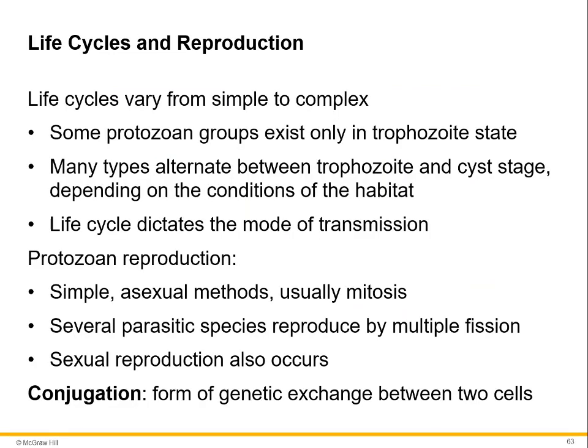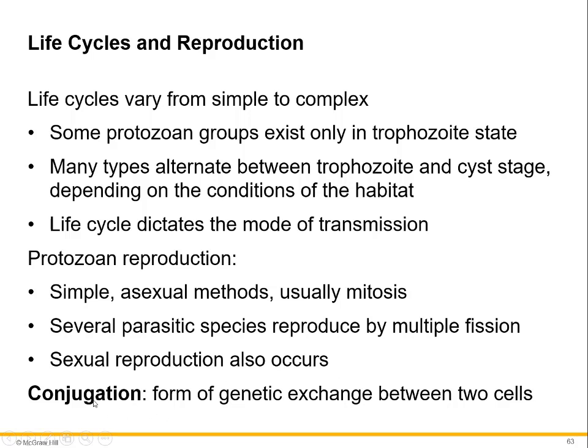So reproduction in this can be simple, like they can just do a binary fission, they can just split, or it could be very complex. And so some will only exist as a trophozoite, some will alternate back and forth between trophozoite and cyst, and then their life cycle will dictate how they're transmitted. Simple asexual methods like mitosis, some use fission, like binary fission, and some use sexual reproduction as well.